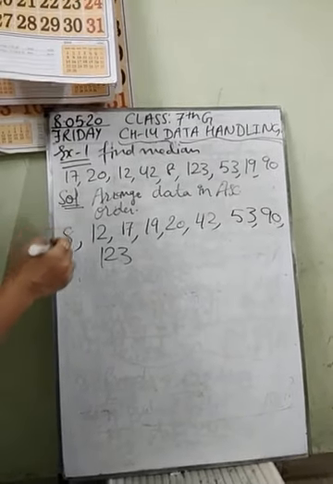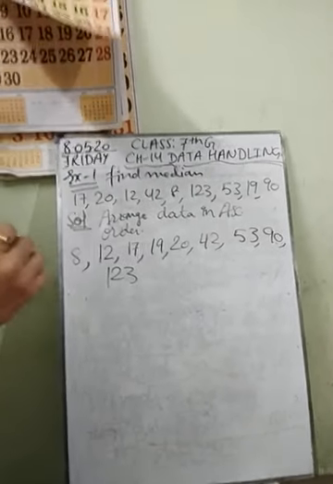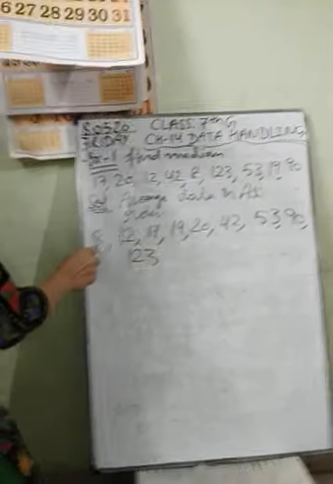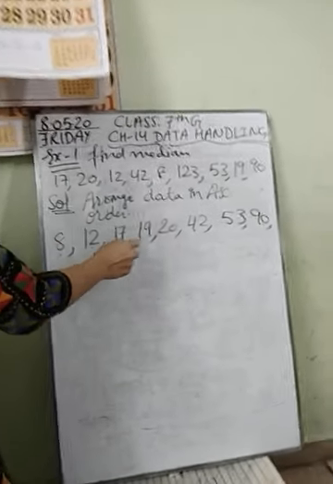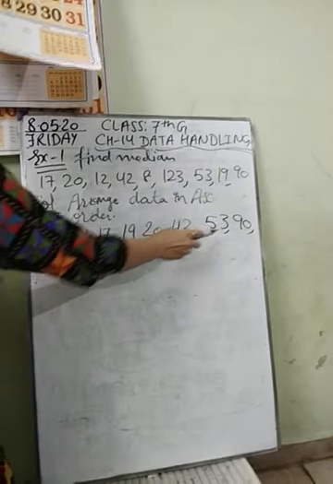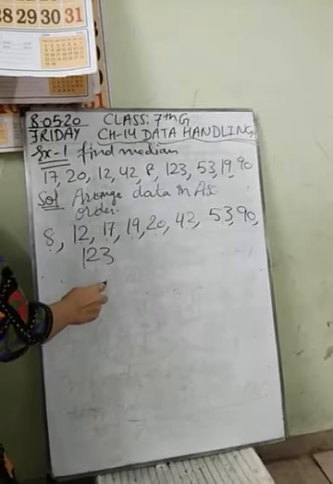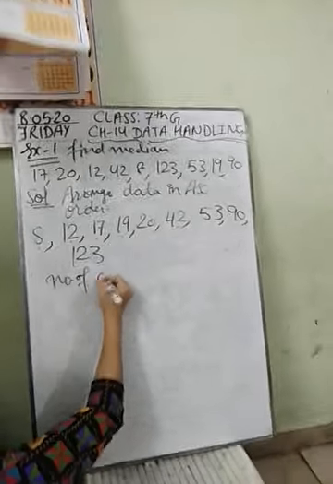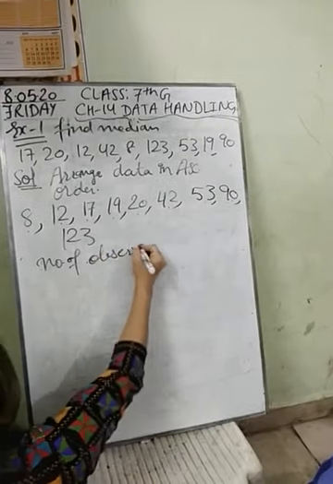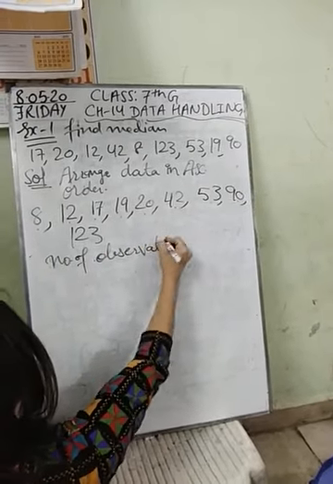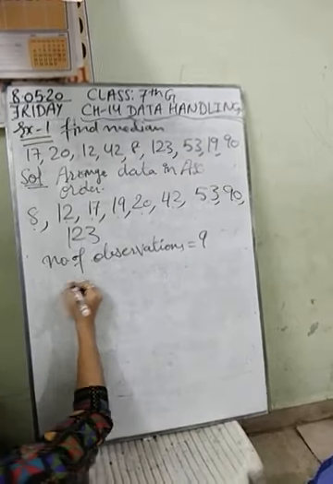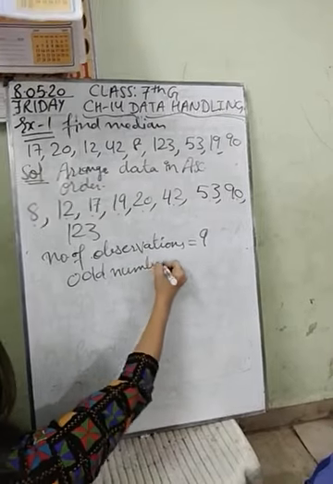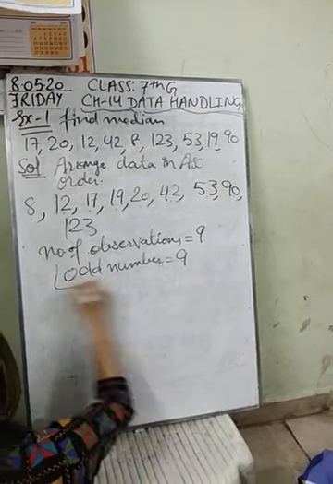As I had told you in step number 3, you should count the observations. How many numbers are there? 1, 2, 3, 4, 5, 6, 7, 8 and 9. So you should write number of observations are 9. 9 is an odd number which is not divisible by 2.